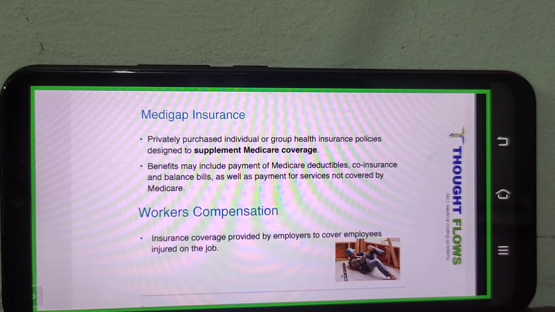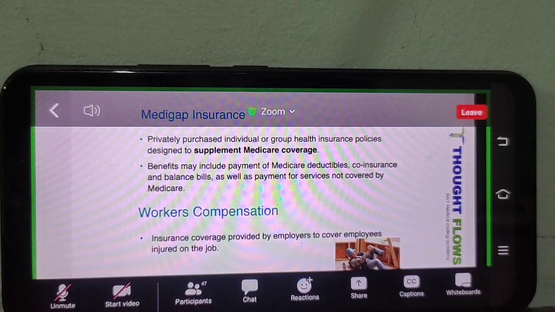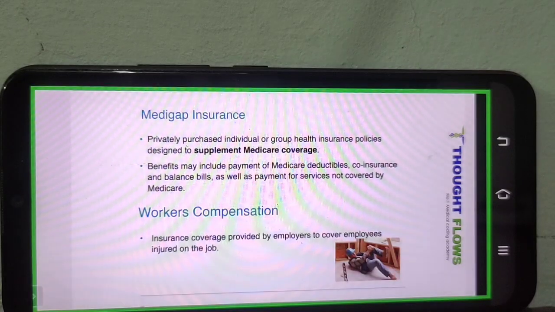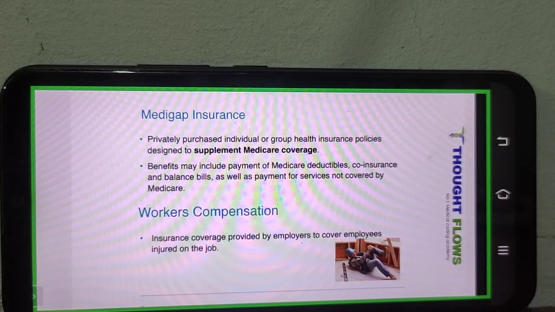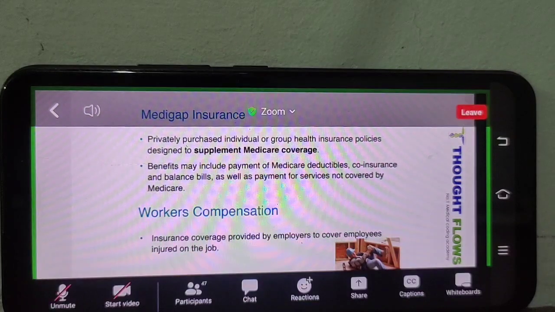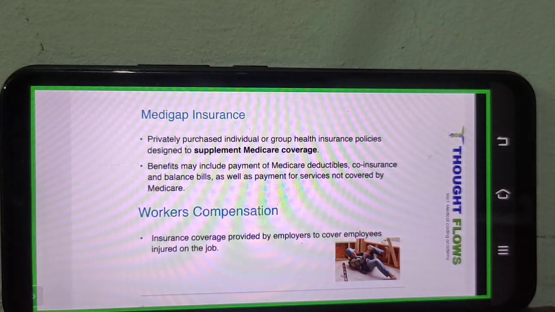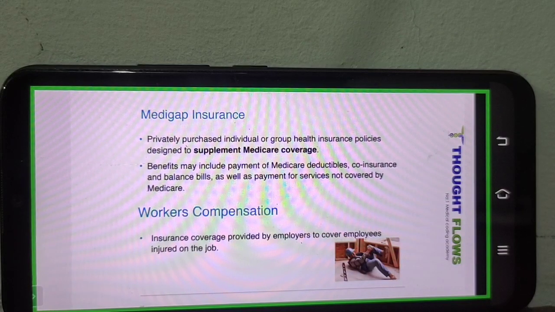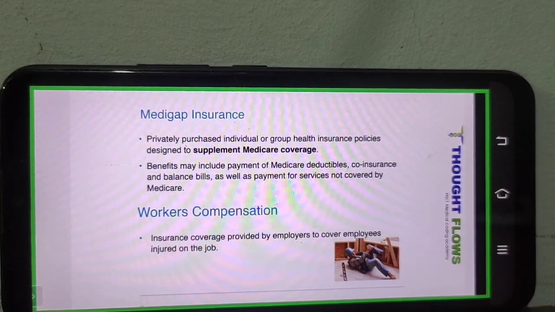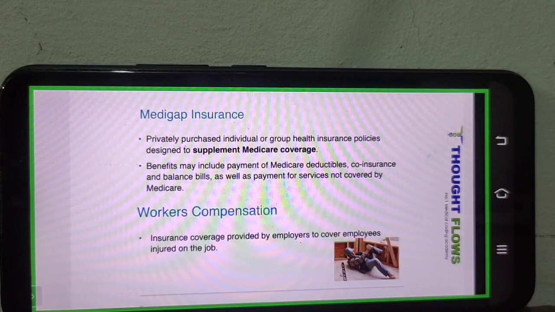Fill the gap. Workers' compensation: I think everybody knows ESI. With ESI, on a monthly basis they deduct some amount from our salary. They offer a medical card for us. By using that card, you can get medical service freely from the government hospital. Like that, coverage is provided by employers to cover employees injured on the job, so we can get the service free of cost from the hospital.